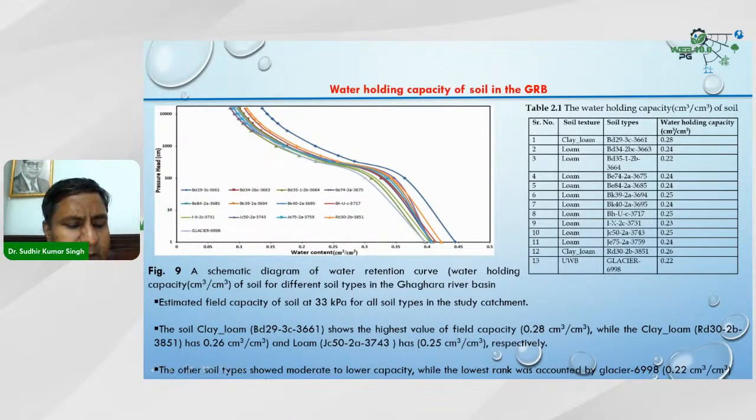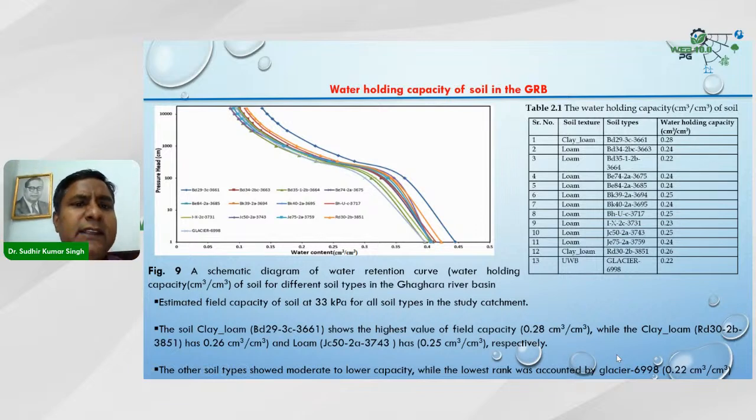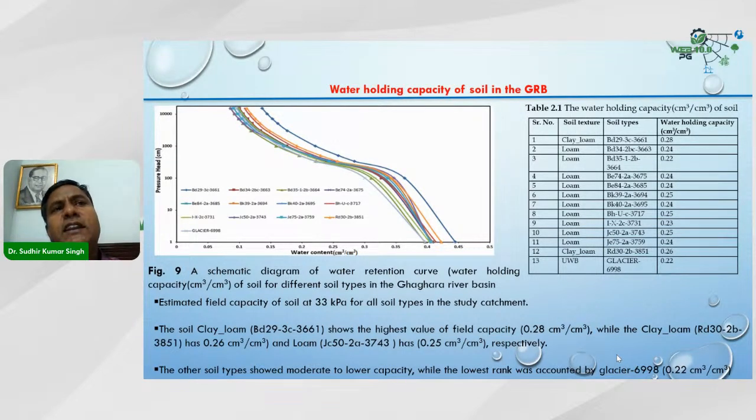The other soil types showed moderate to lower capacity, while the lowest rank was given to the lowest. So basically I am considering different things like morphometry. Why am I considering the water holding capacity? Because to prioritize the basin, correct, to prioritize the basin where we can apply different approaches for controlling the soil loss.